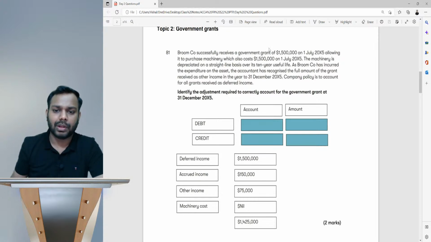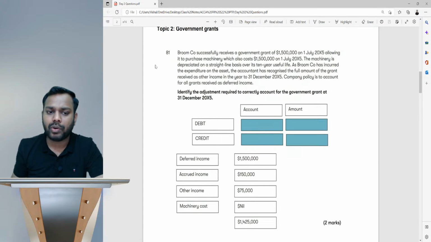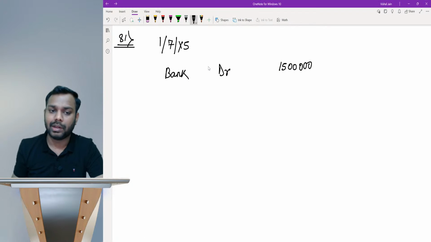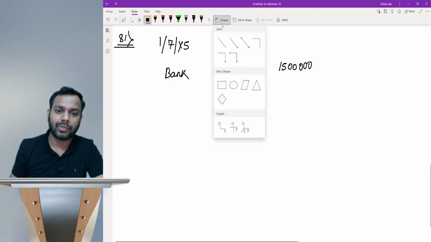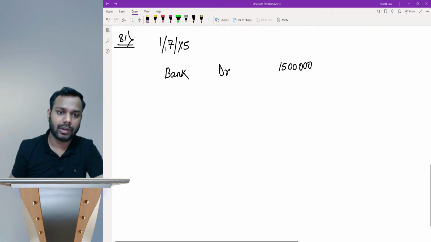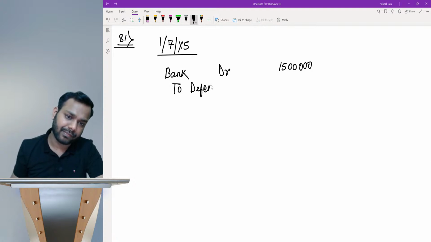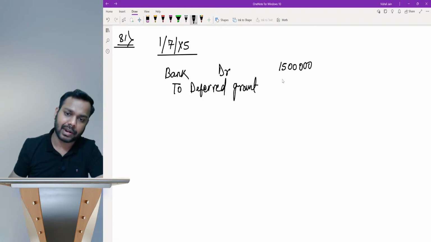Now, the company's policy is to account for all the grants as deferred income, meaning thereby gross method. The company follows gross method. So what will the company do on the date when the grant is received? Tell me, what is the entry that the company will pass on the date when the grant is received? On the date when the grant is received, the entry will be bank account debit to deferred grant. Right?